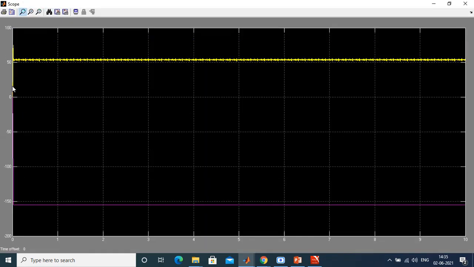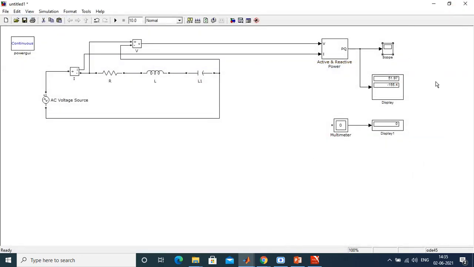Clear? So it is around 54 and here it is a minus 150 something. We can say minus 155. That minus value indicates that it has more capacity to react to board. Clear?